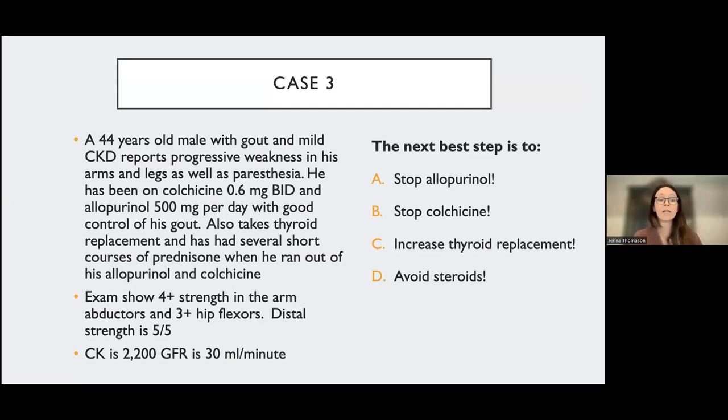So he has 4+ strength in the arm abductors and 3+ in hip flexors. Distally, his strength is intact, just 5 out of 5. His CK level is moderately elevated at 2,200, and his GFR is 30 milligrams per minute. So what's your next best step?